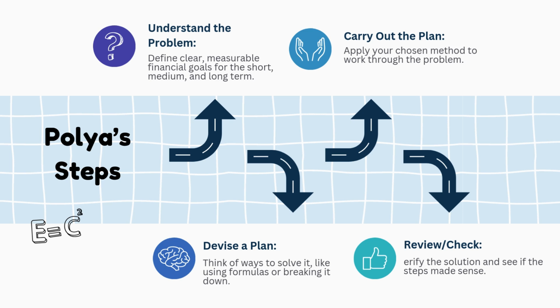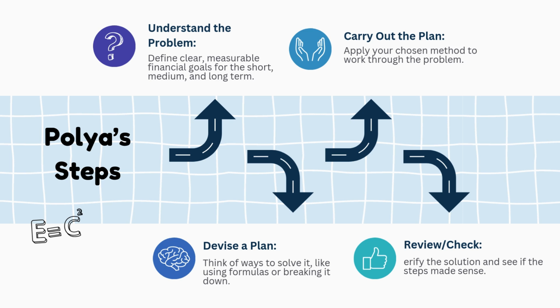Now, let's continue on. I will explain the Polya method. This is a 4-step approach for solving mathematical problems. The first step is to understand the problem. This means identifying what is being asked and noticing any important information given.